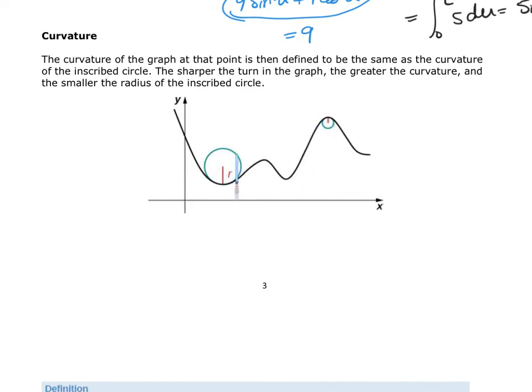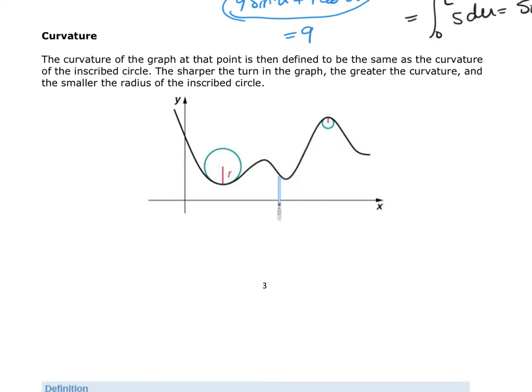And that's because this is less curved. This is a curvature that has less of a curve than, say, this one. So the sharper the turn in the graph, the greater the curvature, which means the smaller the radius. So it's like a reciprocal kind of thing going on. The greater the curvature, so the greater the number when we find our curvature number, that is the smaller the circle it is in here, so that it's more of a sharper turn.